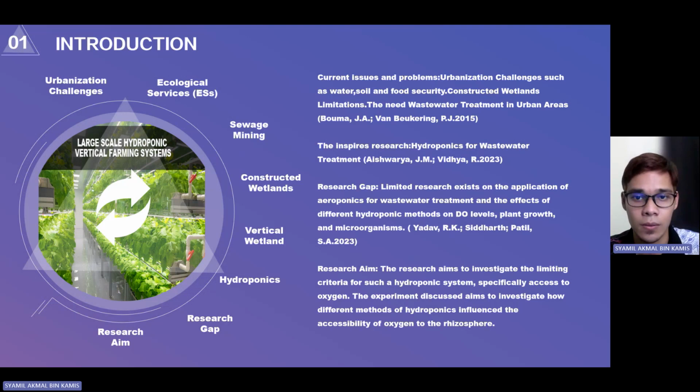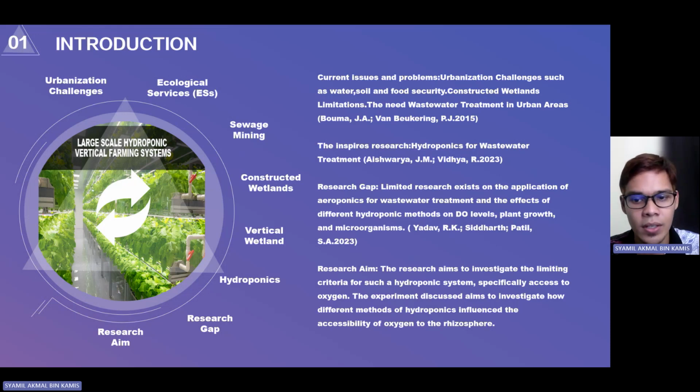Urbanization challenges include water, soil, and food security, constructed wetland limitations, and the need for wastewater treatment in urban areas. This inspires research on hydroponics for wastewater treatment. The research gap is that limited research exists on the application of aeroponics for wastewater treatment and the effect of different hydroponic methods on dissolved oxygen levels, plant growth, and microorganisms.